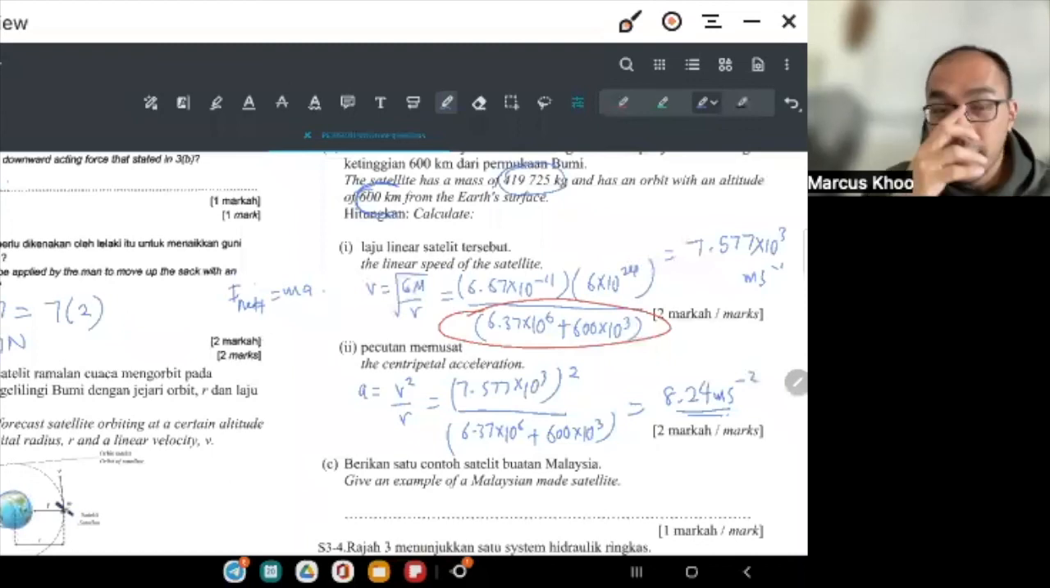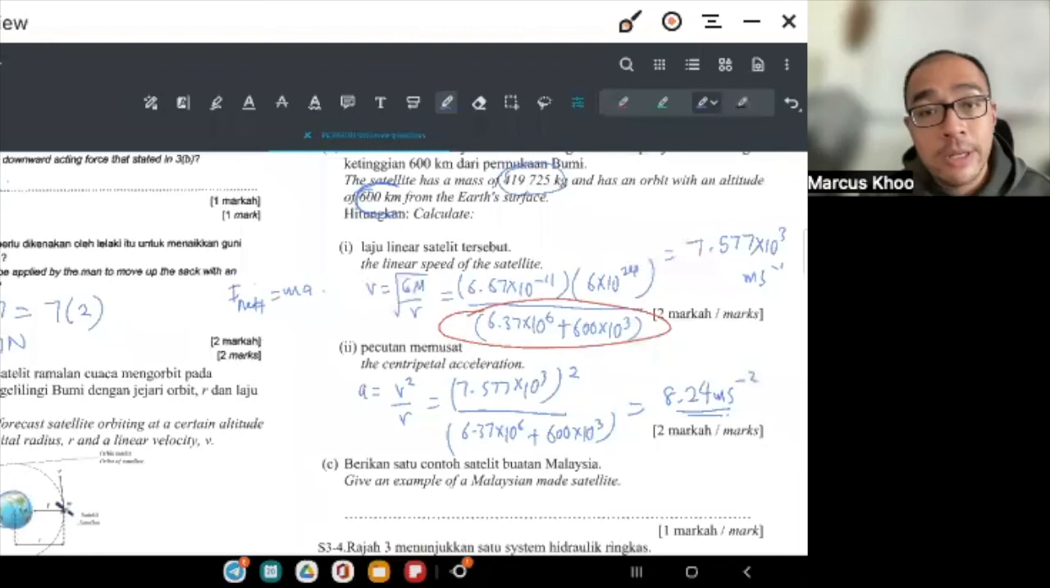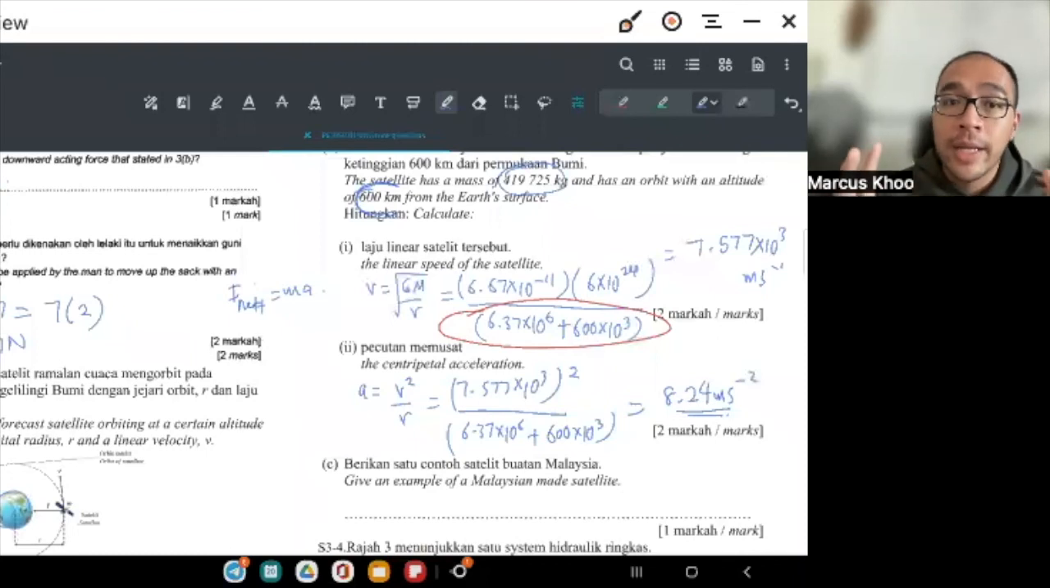Notice that the question is giving you the mass of the satellite, which actually has no point here, because when you talk about linear speed, it depends on the mass of the Earth. When you talk about centripetal acceleration, it depends on the linear speed. So the mass of the satellite is actually a dummy. We have to be very clear: the mass of the Earth is for which formula, the mass of the satellite is for which formula. We cannot mix these two up.